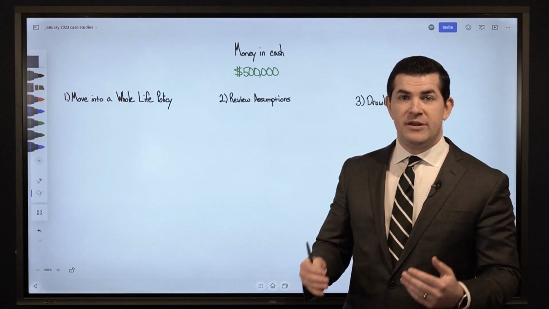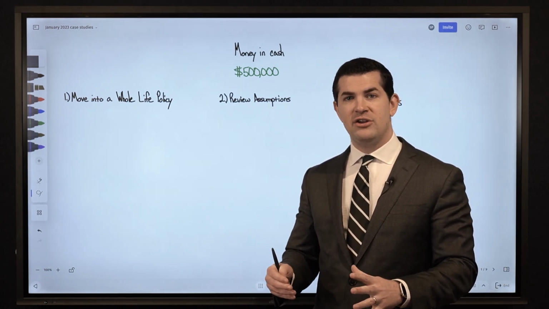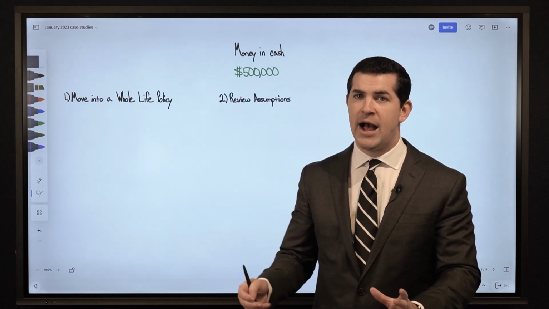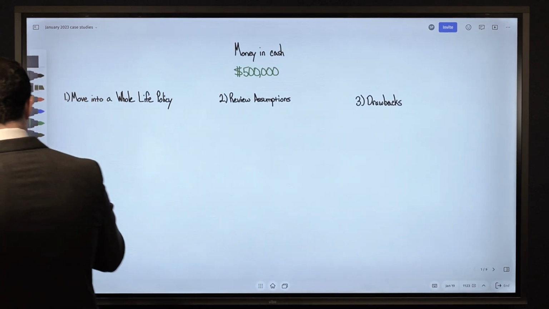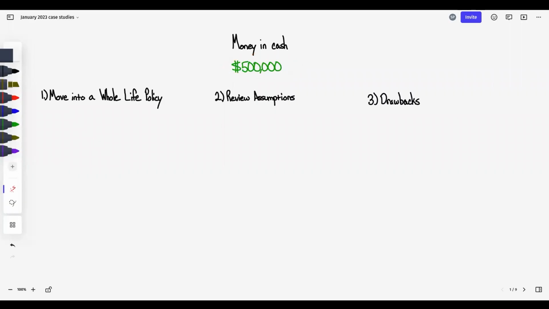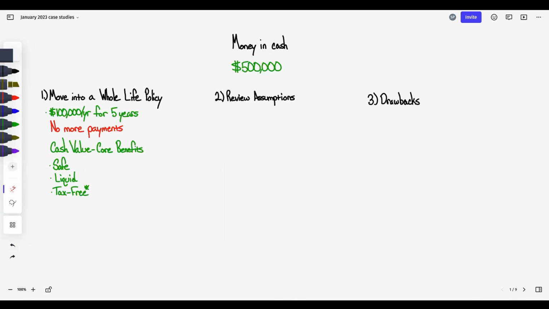So as we review the different assumptions today, we're going to use a case study that's based on a 40-year-old individual. He's got money in cash that he would like to move into a whole life insurance policy. This is a very common case study that we work with. Individuals that have a lump sum of cash, in this case, $500,000, that he wants to move into a whole life insurance policy. So what we're going to look at in this particular scenario is $100,000 per year for 5 years. That's how he wants to shift money from his checking and savings account to a whole life insurance policy.